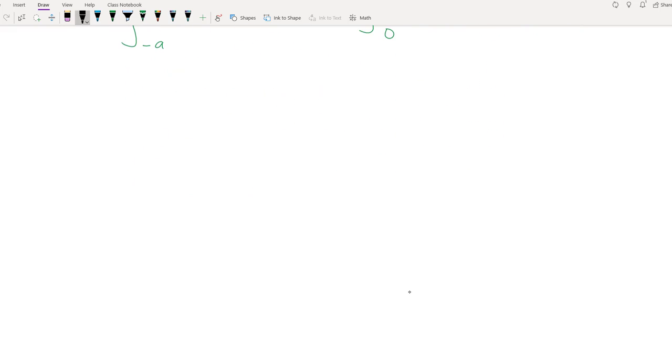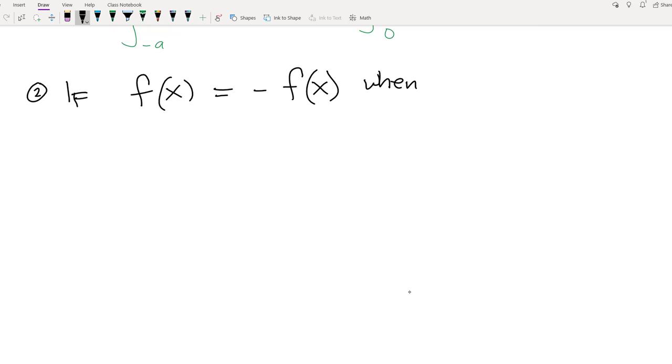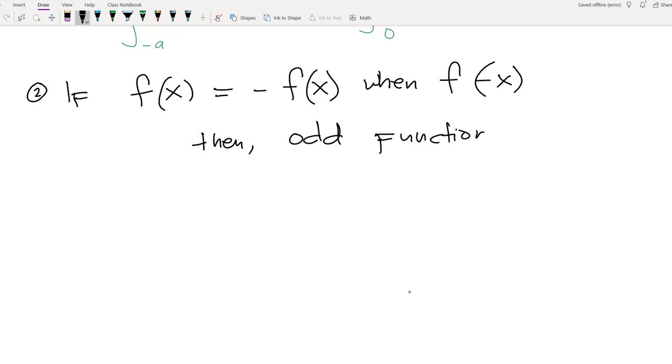For odd functions, we will have, if f of x is equal to negative f of x, when you negate the value of x, then it is an odd function. So for example, let's say we have this function f of x equal to x raised to 3 minus 3x.